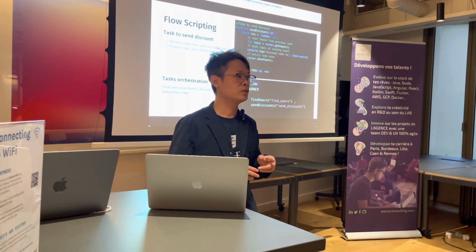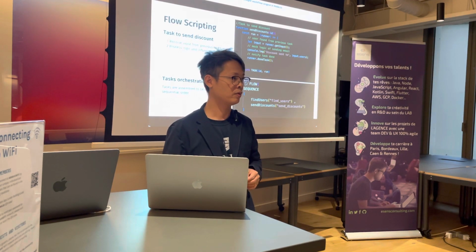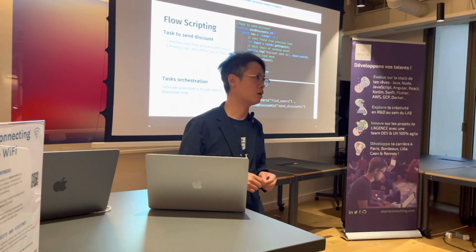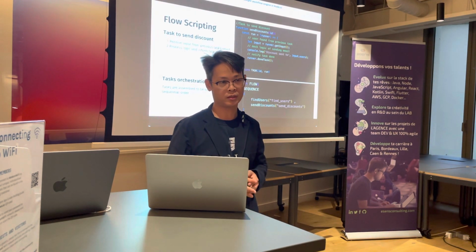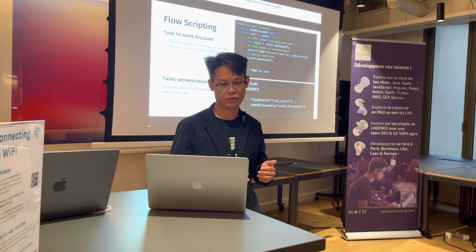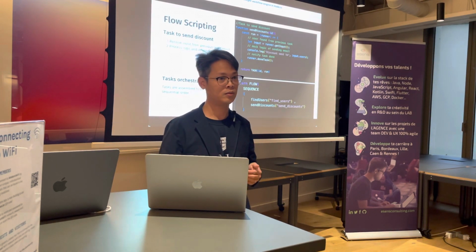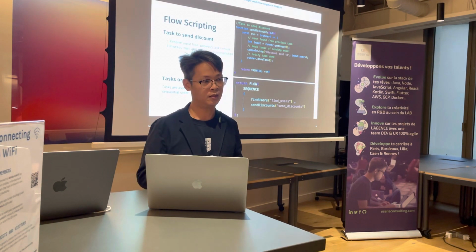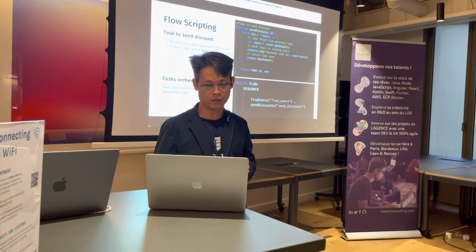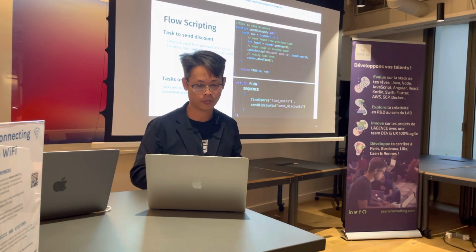So we have two tasks already, and we need to put them in a flow in which those tasks are run in sequential order. So we use the sequence primitive function. Here we have sequence with find user and send discount. That means those tasks will be executed one by one, and the next task receives the result from the previous task.